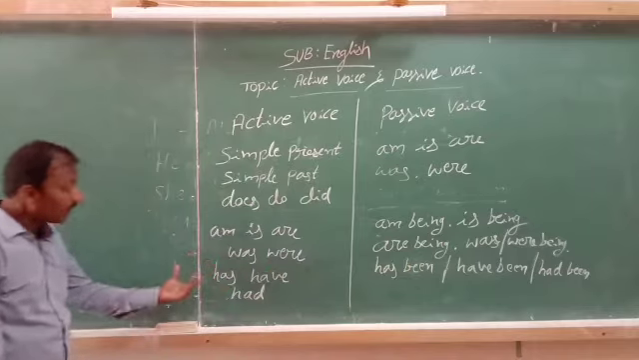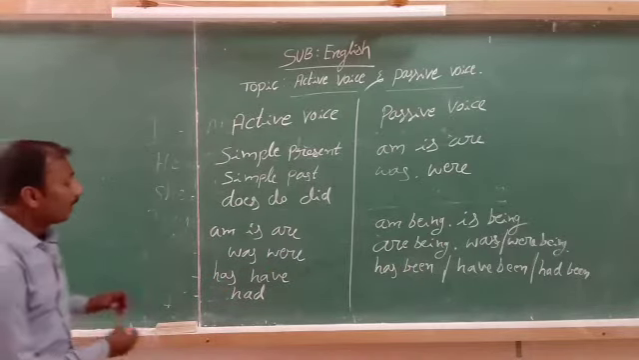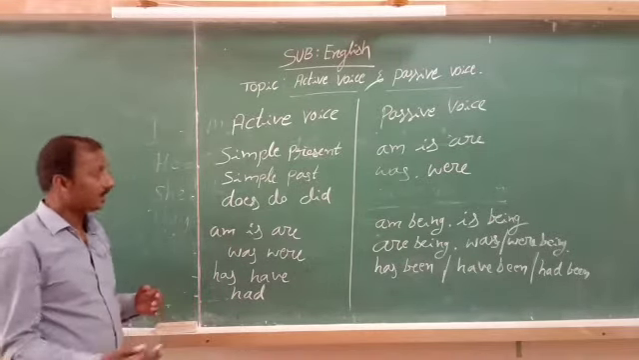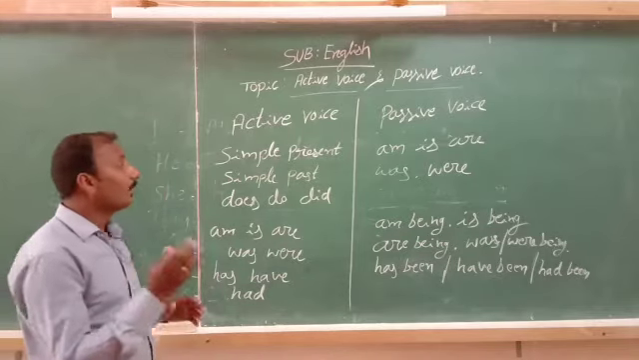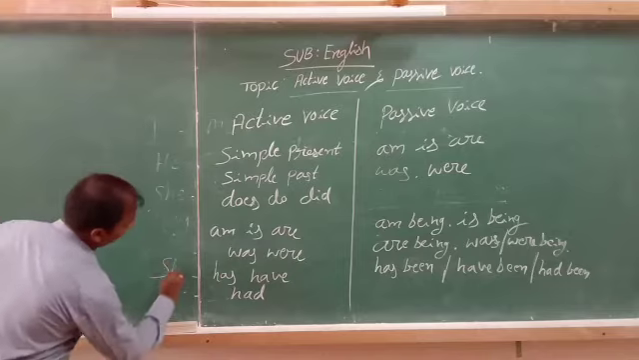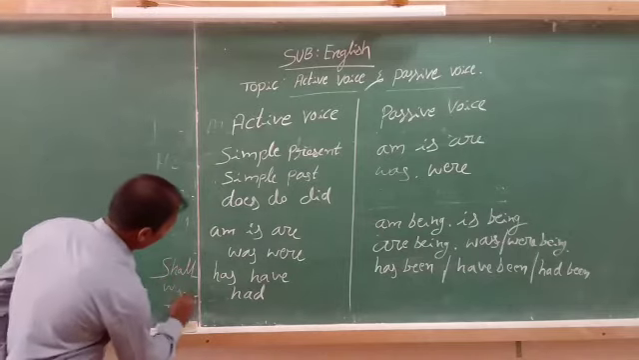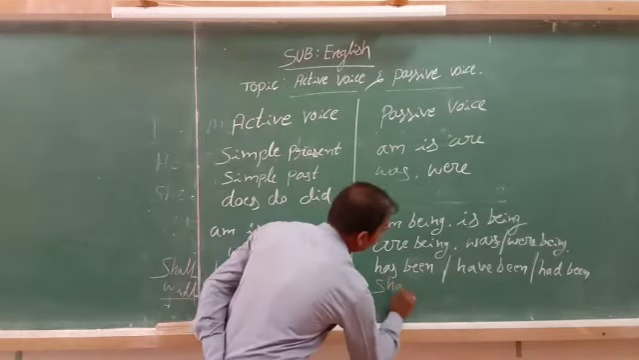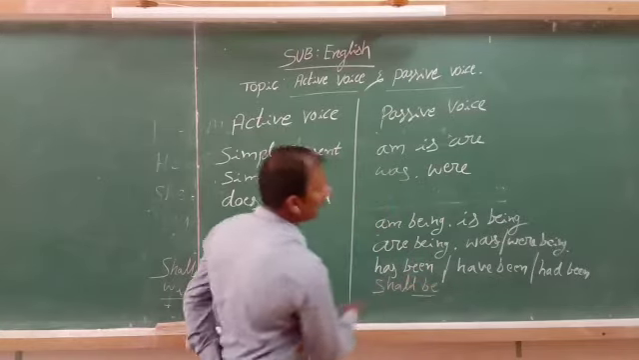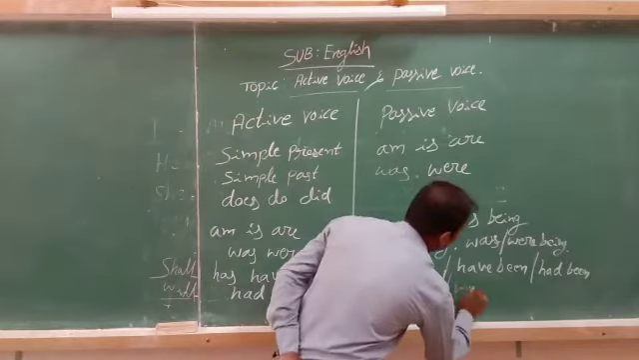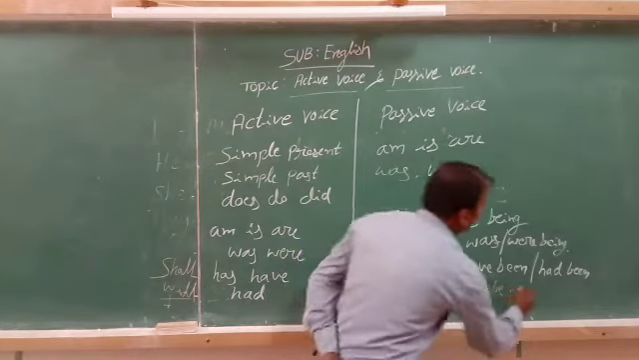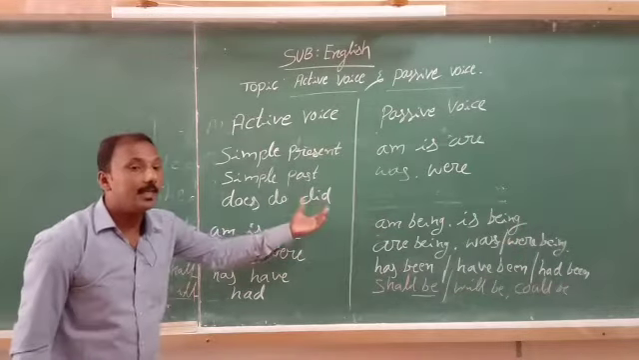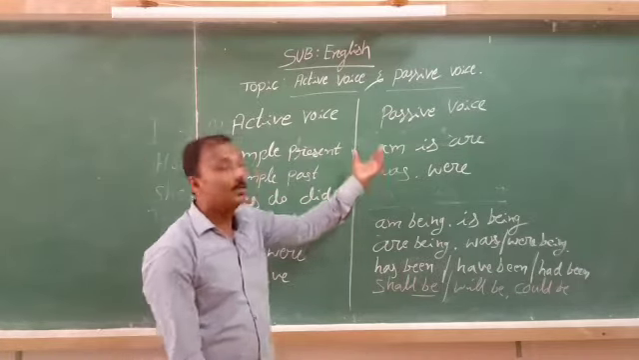Suppose the sentence has modal auxiliaries like shall, will, should, can, could, may, might. These are all the secondary helping verbs or modal auxiliaries. So shall changes as shall be, we add be only. Then will be, could be, and so on. So this auxiliary verb is added before the main verb in the passive sentence.